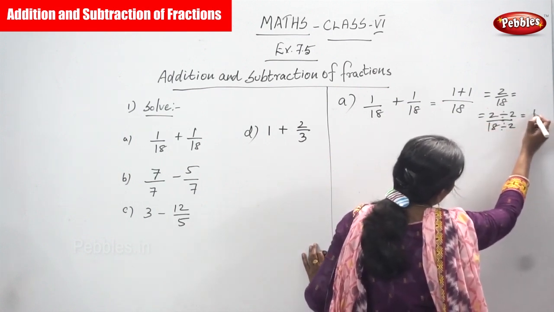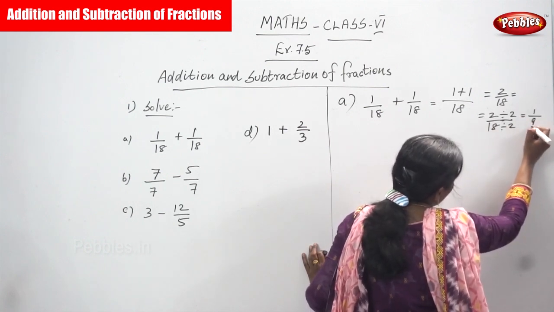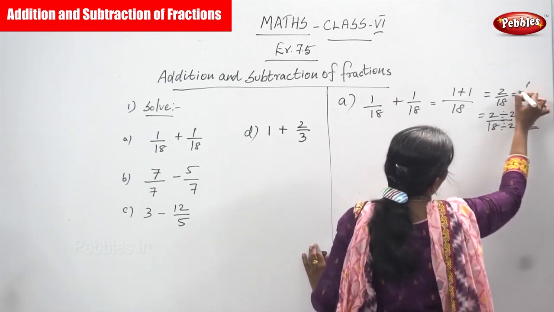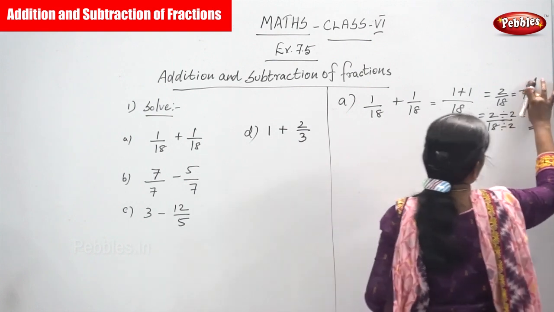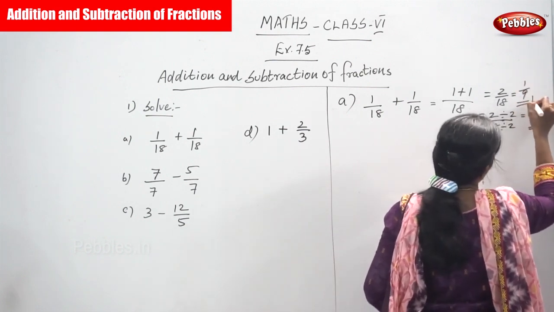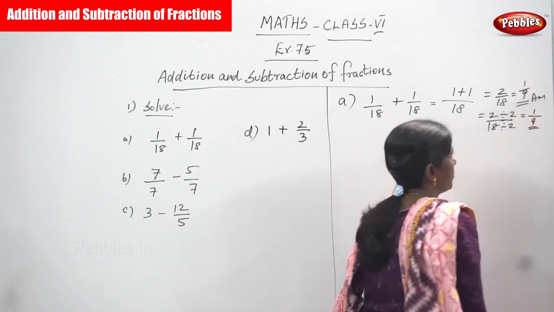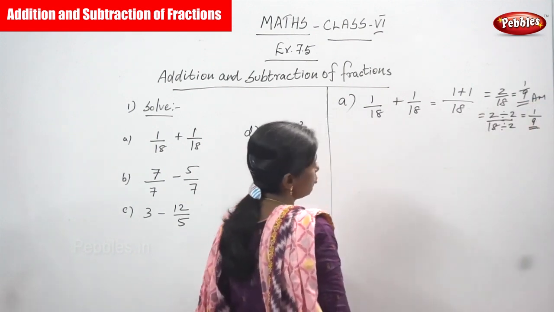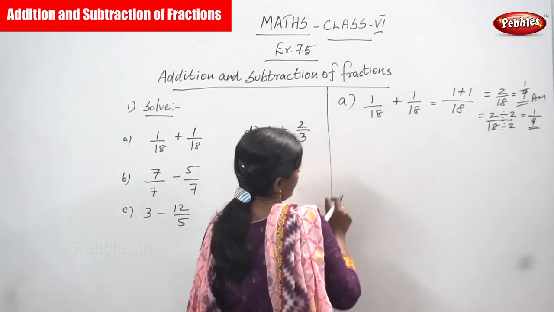So 2 divided by 2, you get 1. 18 divided by 2, you get 9. So the answer is 1 by 9. It is the simplest form of this. Okay, 2 by 18, the simplest form is 1 by 9. That's all. The answer is correct.